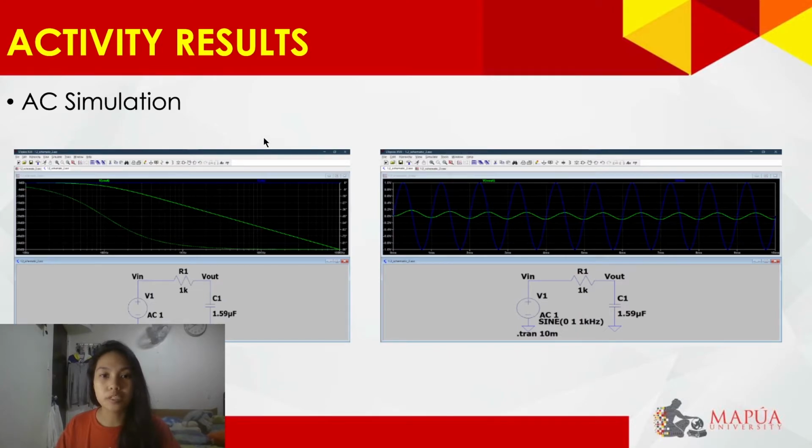And here in the second part of the LTspice tutorial is the AC simulation. Here on the left side, it is shown that the circuit is run in AC, and here's the result of the voltage output and the voltage input. And here on the right side, an AC circuit can also be run in what they call transient analysis, as though it is DC, however it is AC, but the voltage source is a sine voltage.